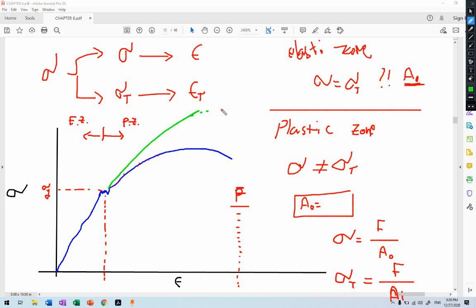The corrected graph will be something like this. There is something as well going on there. I'm not going to go into detail of that one. I will discuss this one in chapter 8. After necking is something else. Now, why does it keep rising there? This is the true. So this is the true.